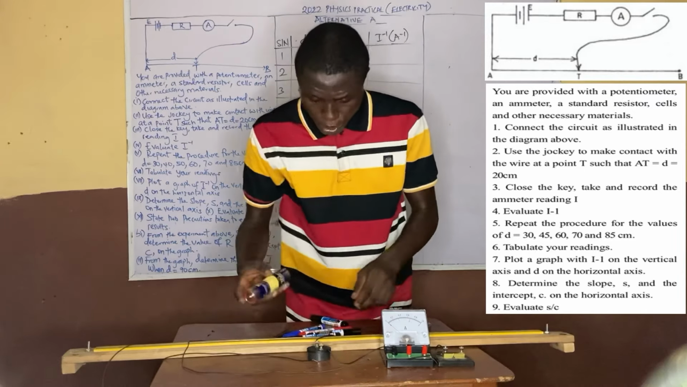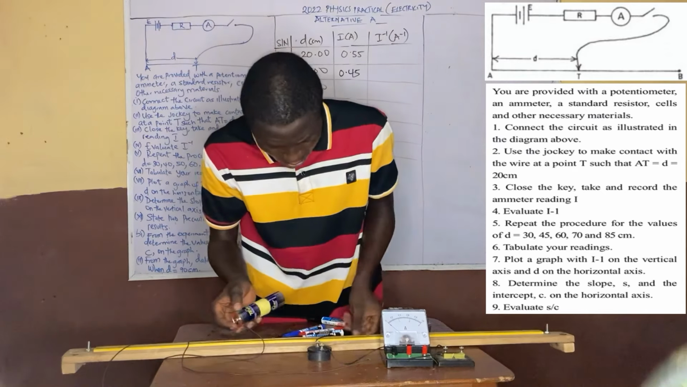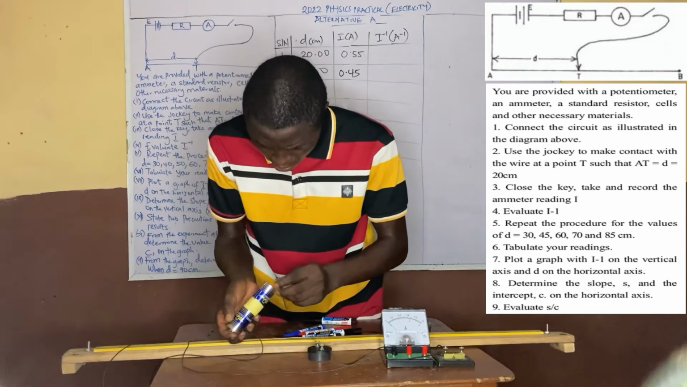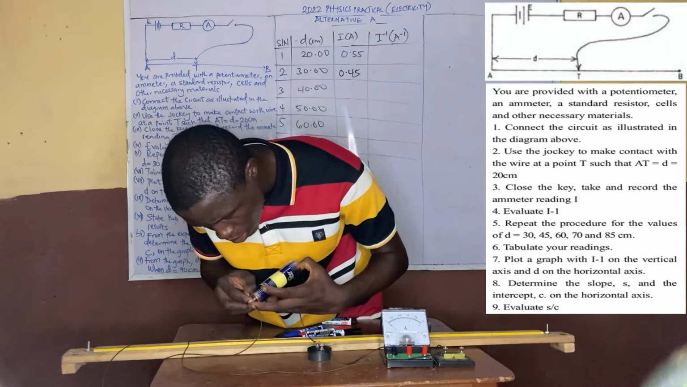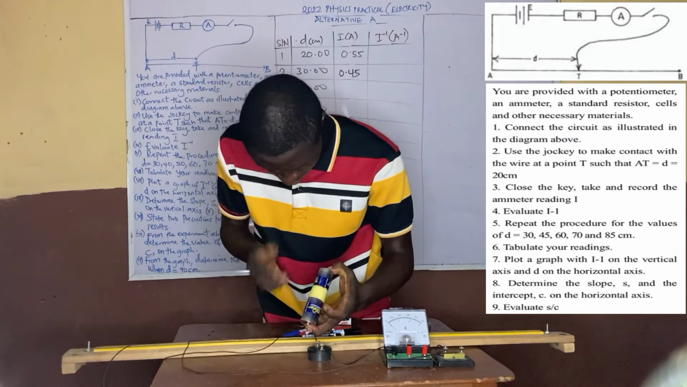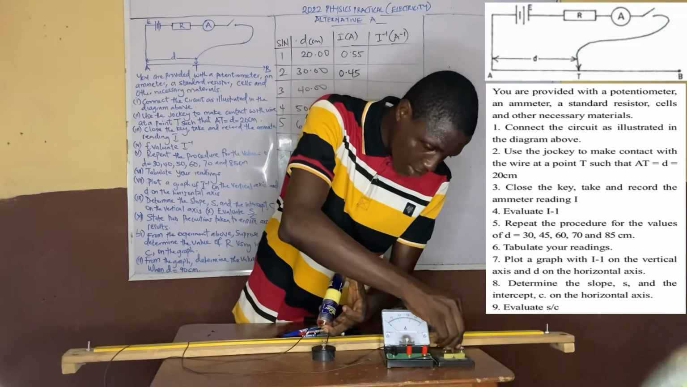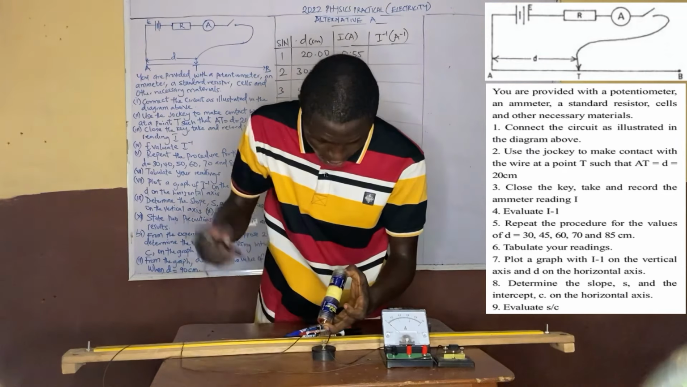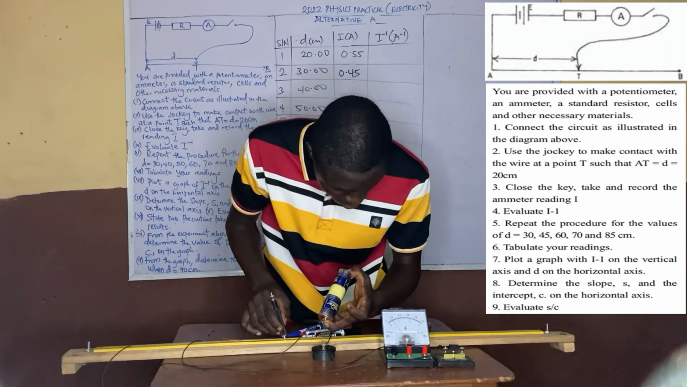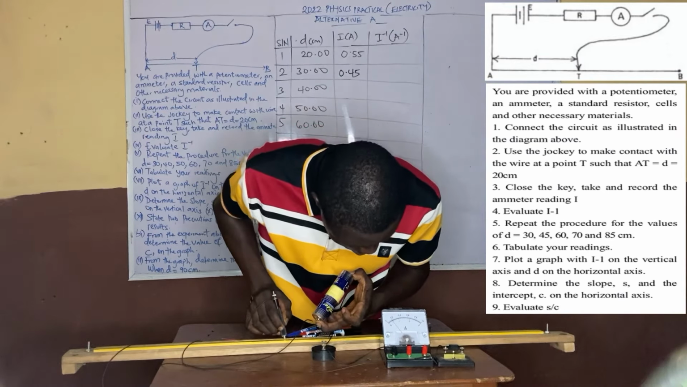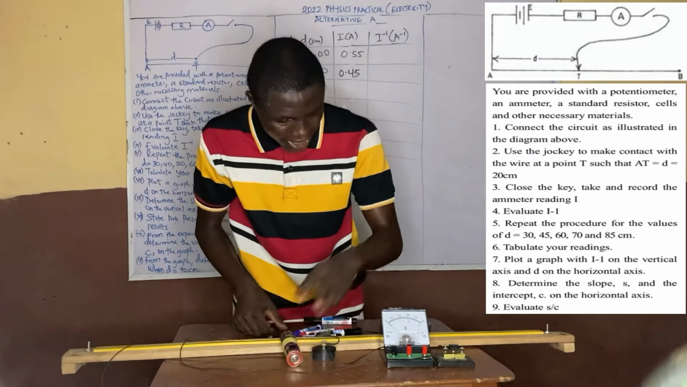Next one is 40. So also the positive end of this place connects to this place now, and the negative end first to this place. Then the positive end, close the key now. After you have done that, close the key. Then to 40 now. At 40 we have 0.4. You can see this is 0.4. So that's that, as simple as that.